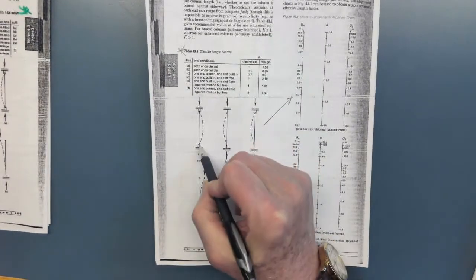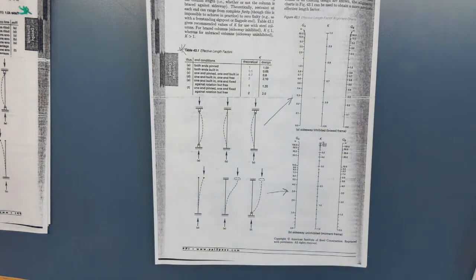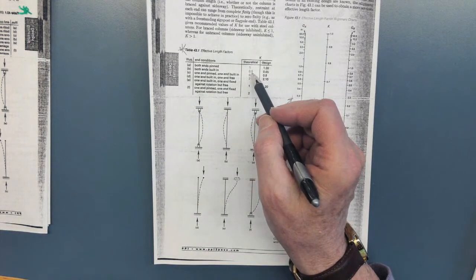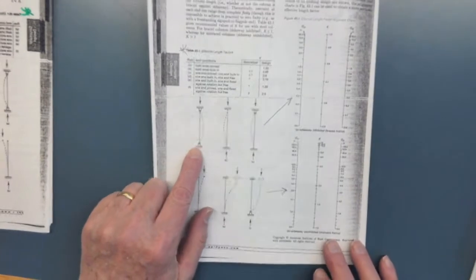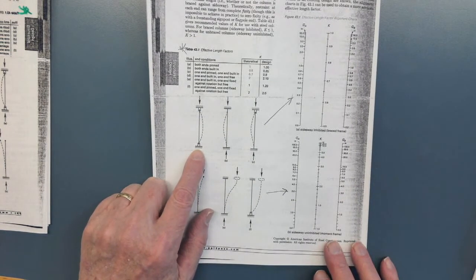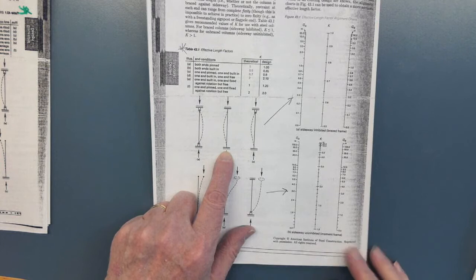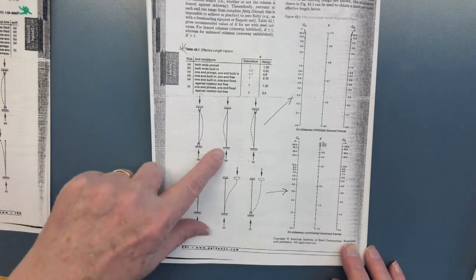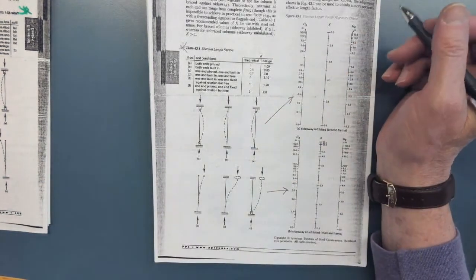If it is pinned at the top and pinned at the bottom, the theoretical effective length factor is 1, and the recommended design value is 1. Built in at both ends, the theoretical effective length is 0.5, and the recommended value is 0.65. That's because most boundary conditions will result in something that's rotationally stiffer than what we are envisioning here. Even if you built it in, there isn't as much rotational stiffness as this envisions, which means the effective length factor has to get a little bit bigger.